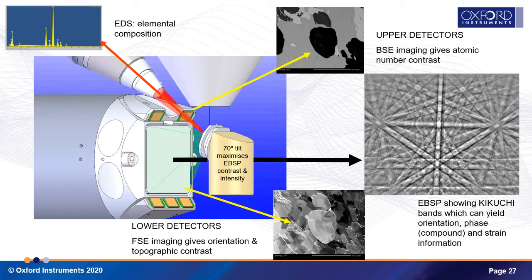And on the phosphor screen itself, we have the diffraction pattern. And you can see here that we've got quite a large solid angle of the pattern visible there. We've got a number of different zones, which is where the bands intersect, and this is providing us with a very good pattern for indexing.